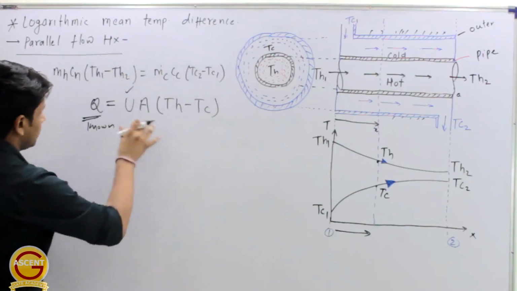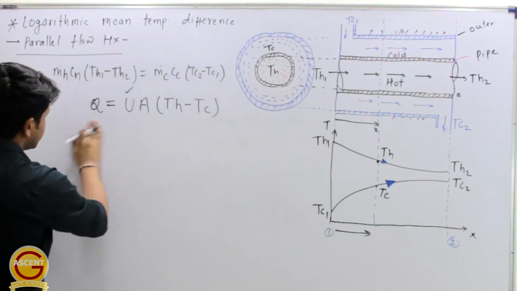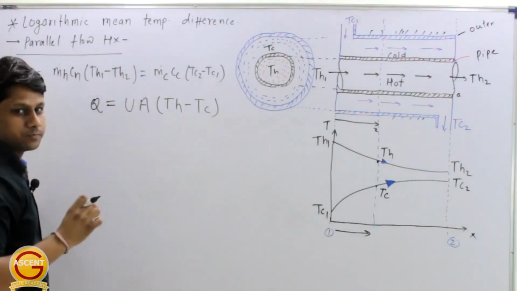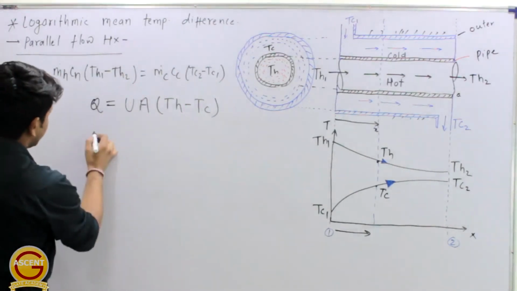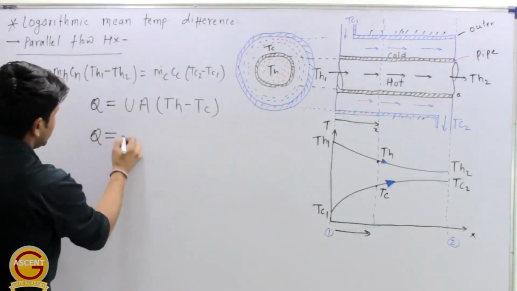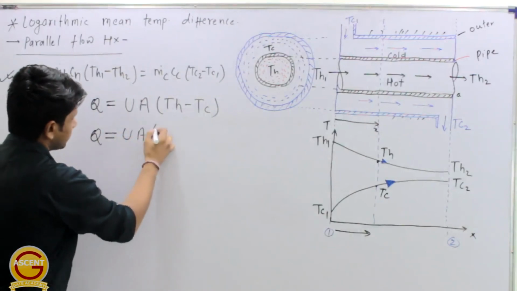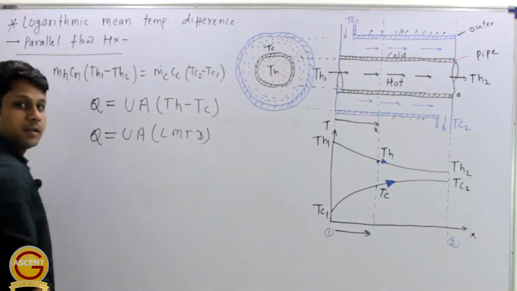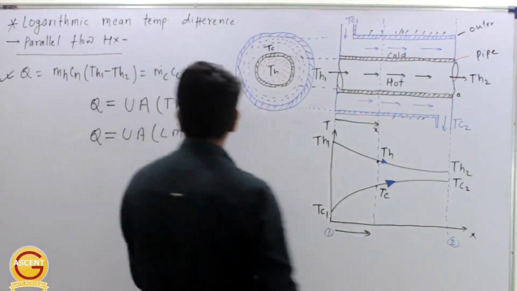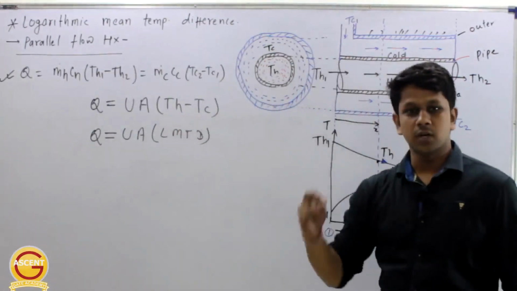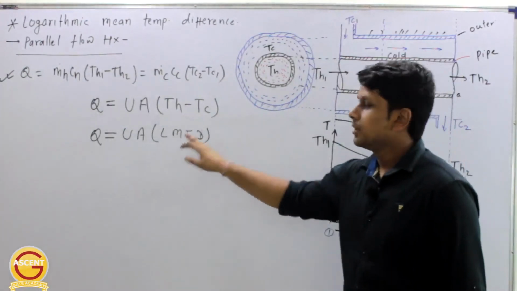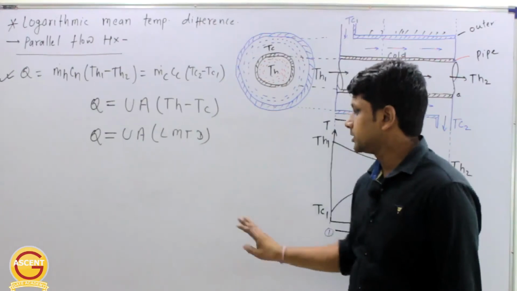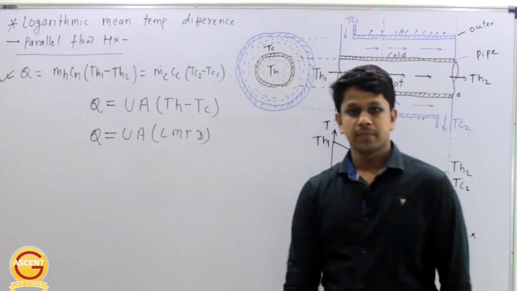So now if I want to substitute this TH minus TC with a constant value or a mean value, then the equation will become Q equal to UA into LMTD, correct? So we have replaced this TH minus TC, which was a variable, with a mean temperature difference, which is LMTD, logarithmic mean temperature difference, right?